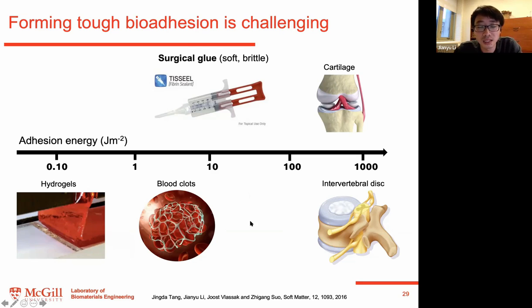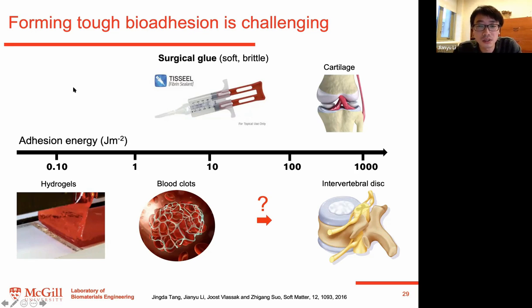In terms of the native bioadhesive, which is the blood clot, it has a pretty weak adhesion. We measured the adhesion of blood clots recently and it is only on the order of 1 to 10, comparable to surgical glue. But both are orders of magnitude lower than the adhesion presented by biological tissue, such as cartilage on bone, with around 1,000 joules per square meter. So how can we fill this gap?